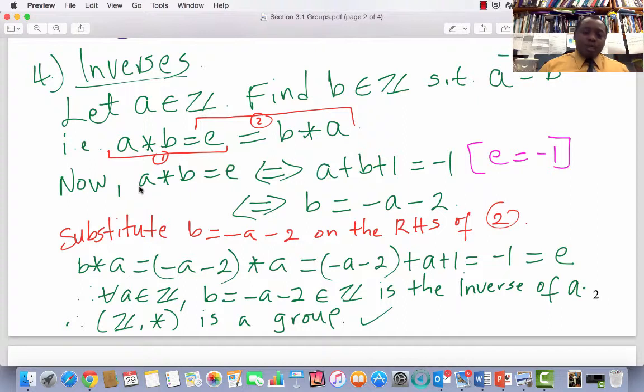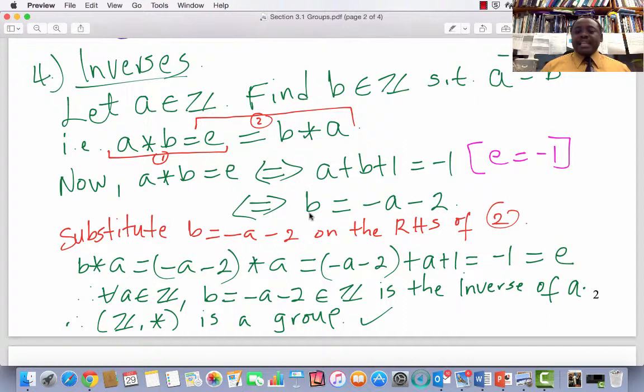Now, from equation 1, A star B equals E if and only if, again by the definition of the binary operation star, A star B gives us A plus B plus 1. E is negative 1, so we have A plus B plus 1 equals negative 1. Solving for B, that gives us negative A minus 2.